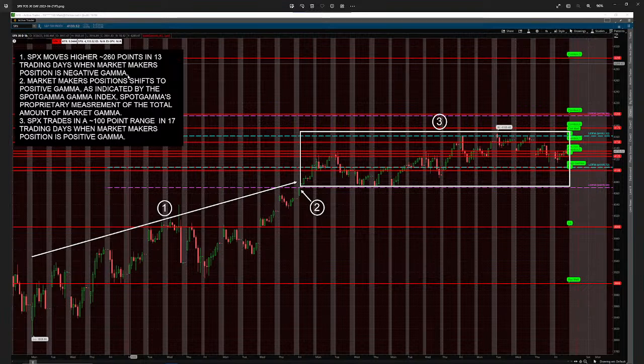Their price was below the volatility trigger. And then on March 30th, shown by the number 2 here, market makers' position shifts to positive gamma. That's indicated by the Spotgamma Index that we'll take a look at in just a minute. And then from that point, SPX traded in a narrow range of about 100 points in 17 days.